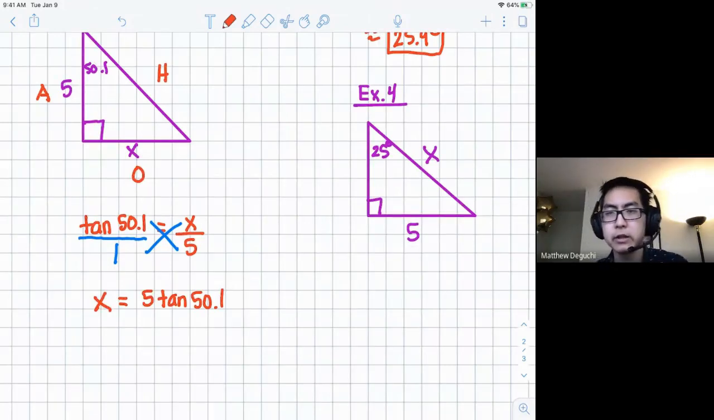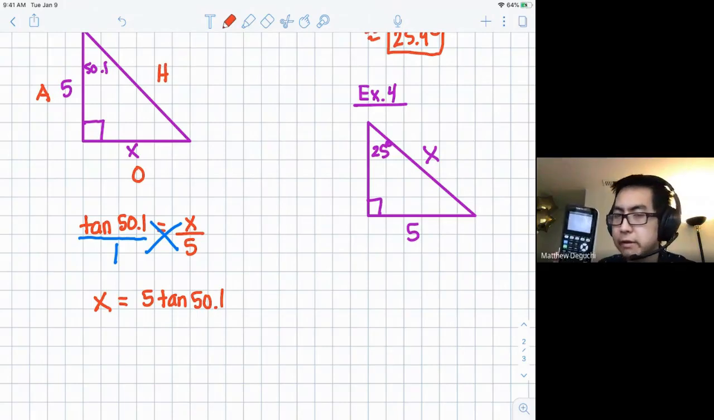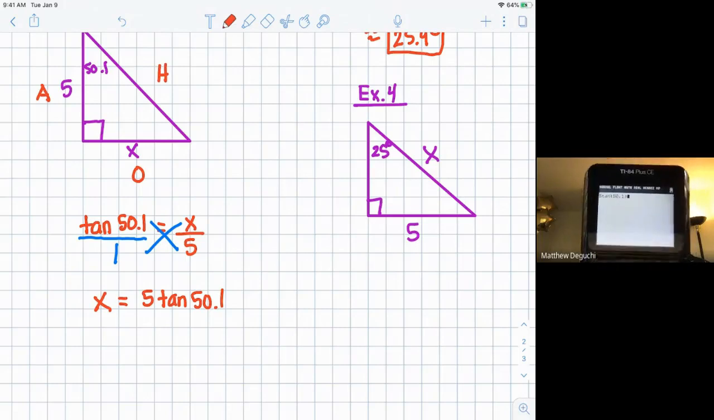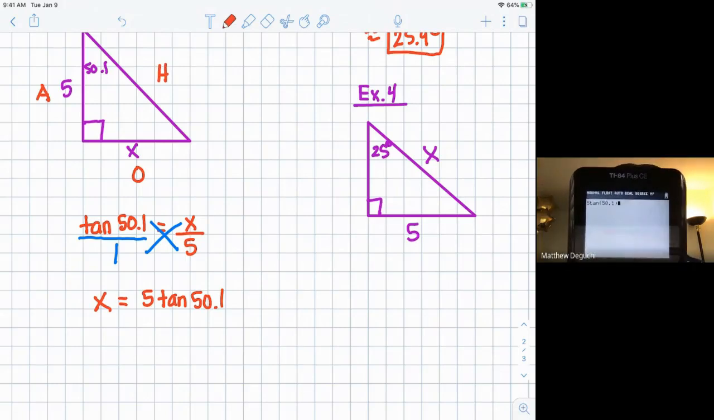So on your calculator, you don't have to do tan inverse. That's not tan inverse, that's just tangent. So on your calculator, you can just do 5 tangent of 50.1, just like that. If you take a look at my screen, just do 5 tangent 50.1, basically how it's written. This is a Texas Instruments TI-84, by the way.